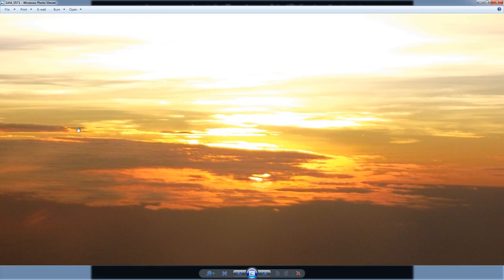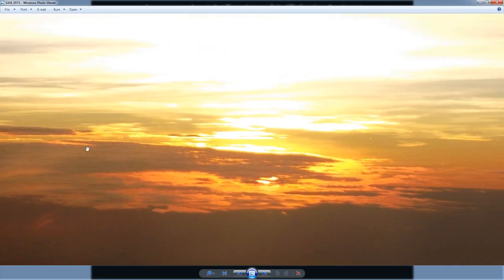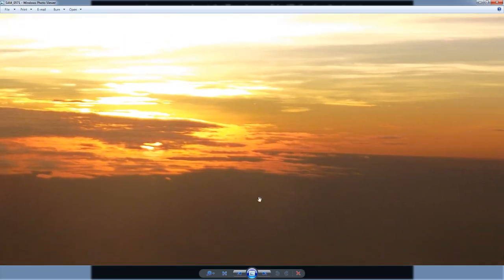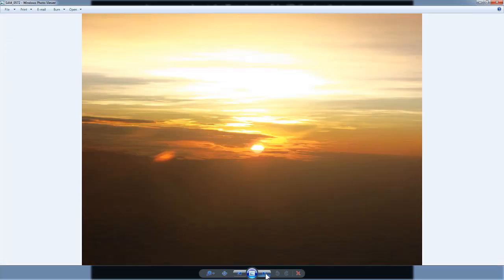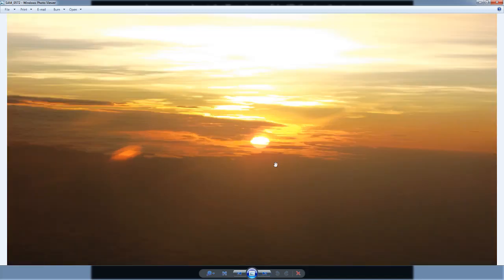In other words, the vanishing point of these clouds is above the sun, while the vanishing point of these clouds, it's kind of hard to tell if it's above or below the sun or in the sun or what. We'll come back to that. Oh, here's a much better picture.